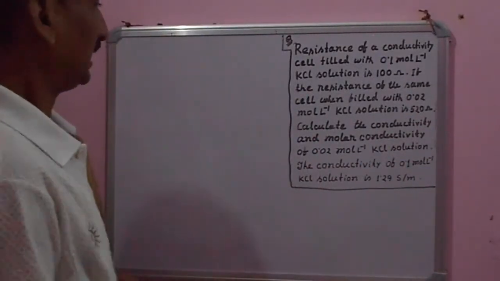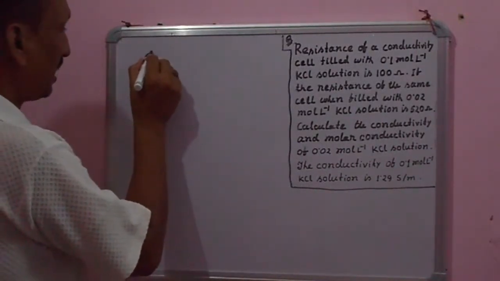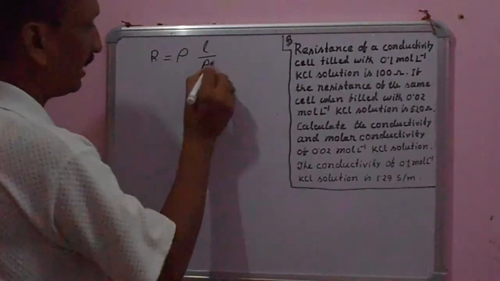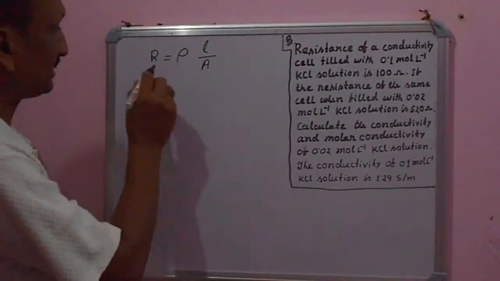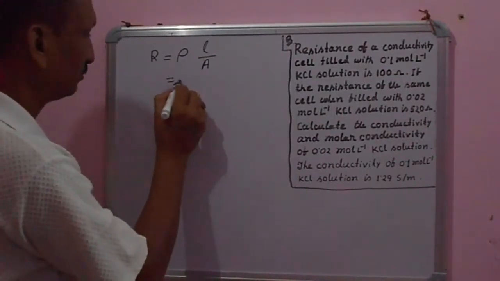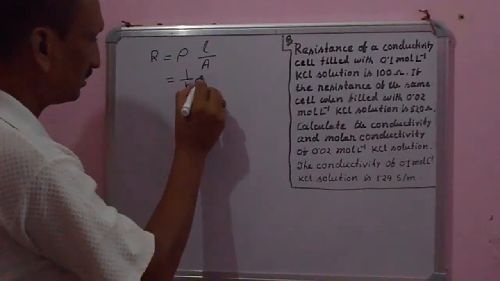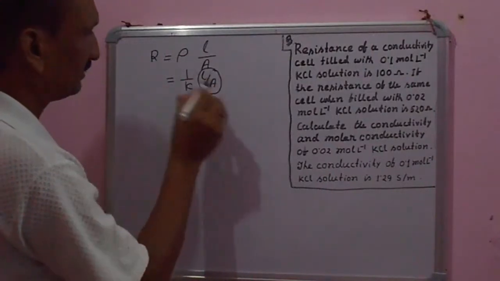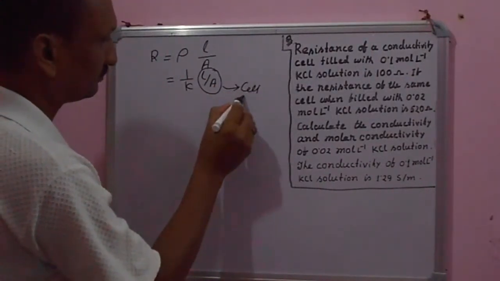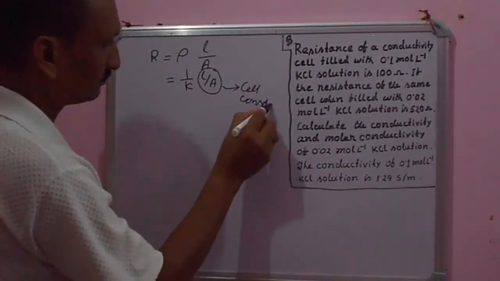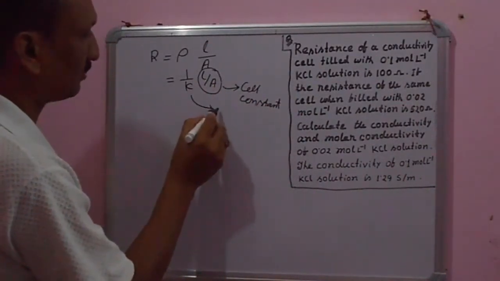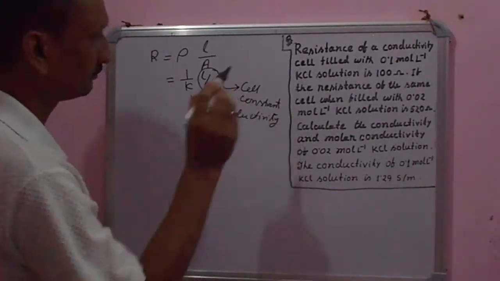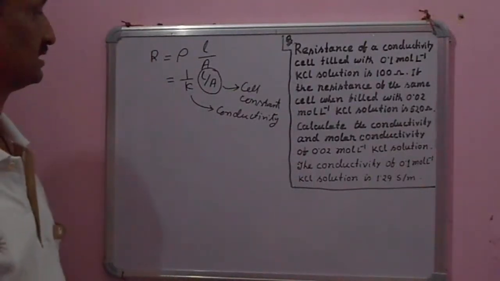So here we know that R is equal to rho L by A. That already we have discussed, or that is equal to 1 by kappa into L by A. So here L by A is the cell constant, kappa is the conductivity, and R is the resistance.